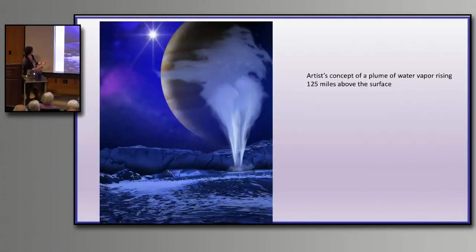And so this might be what that looks like, that plume, rising 125 miles above the surface. And of course, there's Jupiter in the background. So it looks like there's probably water on Europa. And the observations continue. We didn't just stop in 2017. Both groups are continuing their observations using different techniques and different analysis methods.